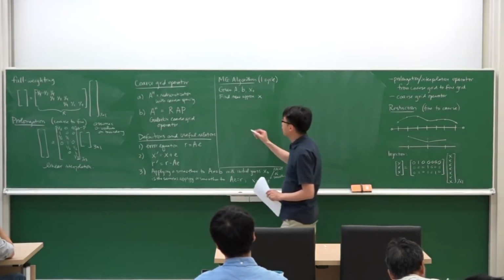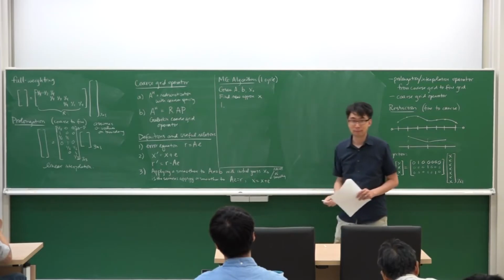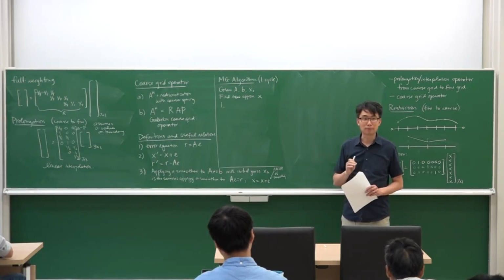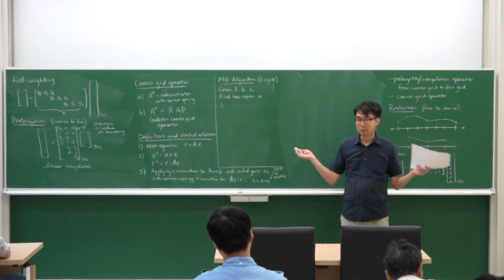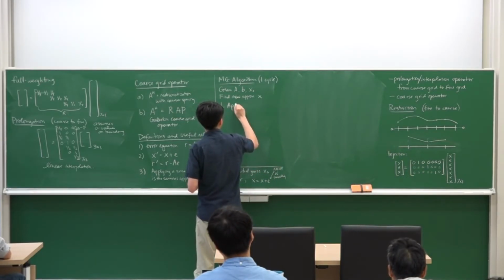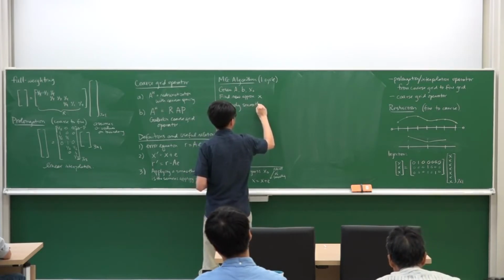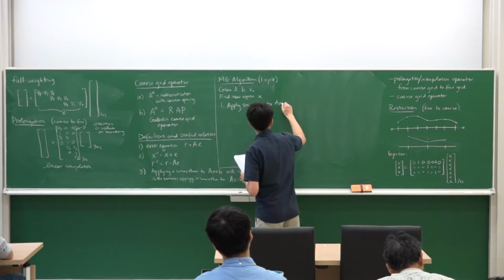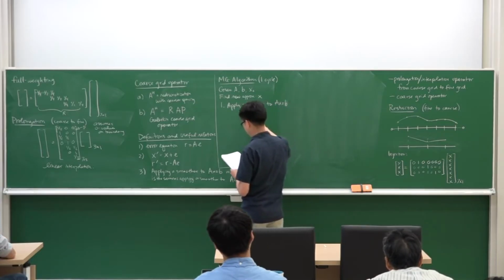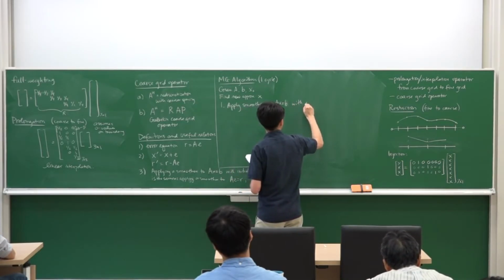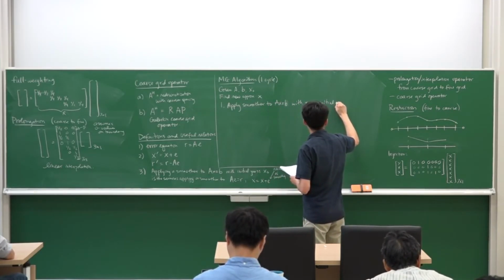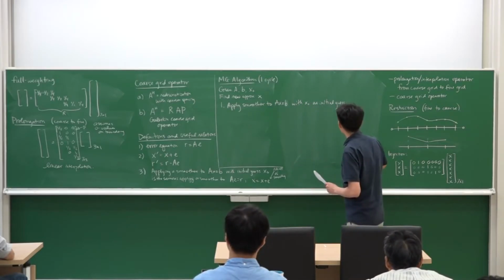Okay, so what is the first step? The first step should be straightforward. We just apply the smoother to the original problem, right? We have a brand new problem. We're just going to apply the smoother to it. So apply smoother to Ax equals b, with x0 as initial guess. And this is sometimes called the pre-smoothing step.